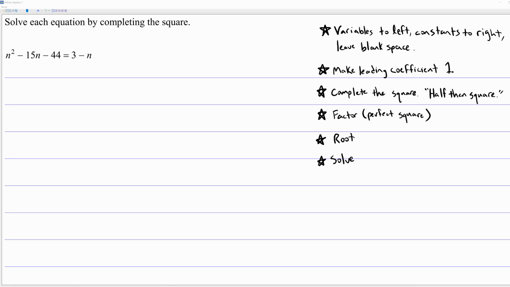Hi everybody. This video is about solving quadratic equations by completing the square. Now this is one of the more difficult techniques that you'll see in beginning algebra, so it does take quite a bit of practice. I have the steps on the right side of the screen.